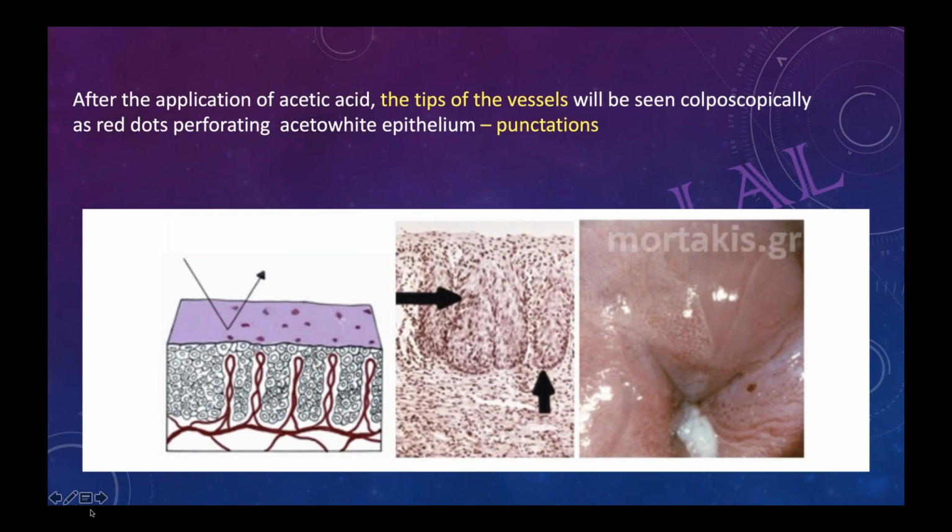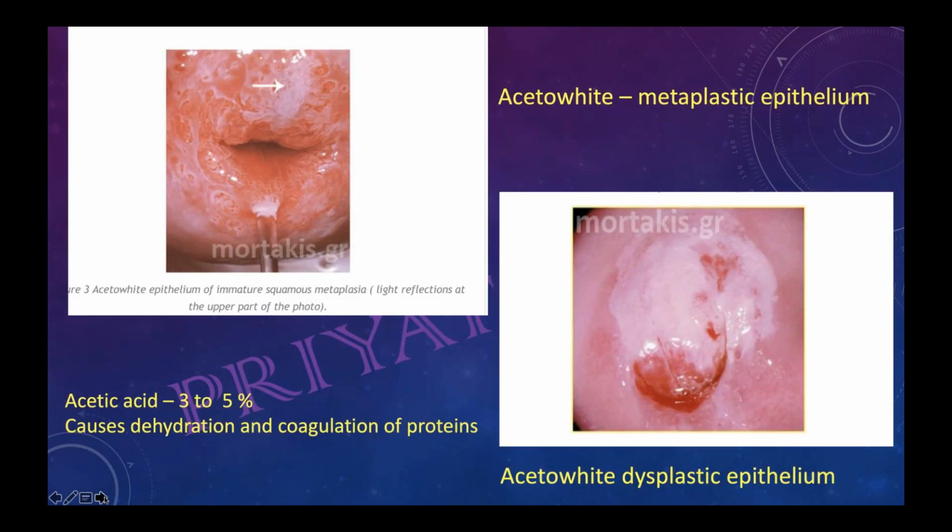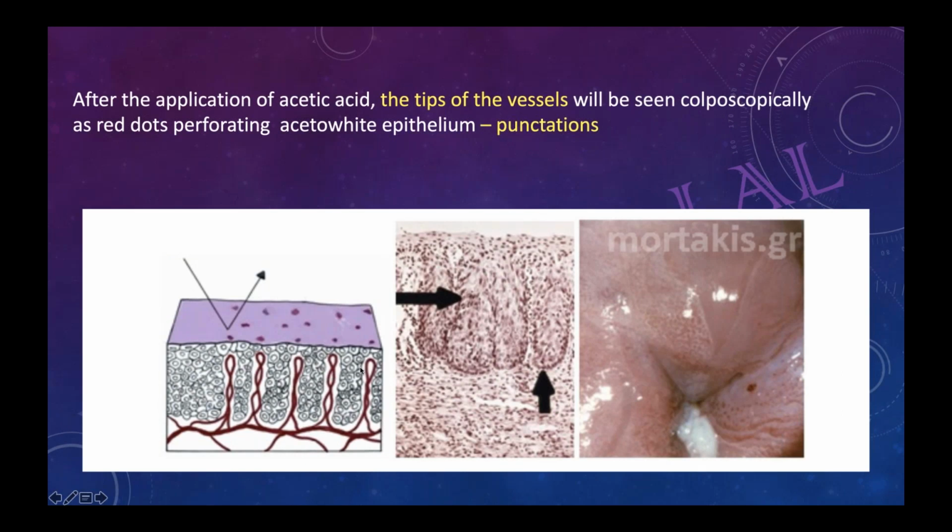Now, one is the acetowhite thing I have explained. Coming to a few more things that are important for you to know, a few terms are important. When we apply acetic acid, these are the tips of vessels, and this is the histological picture. The tips of the vessels appear as red dots, and in colposcopic terminology we call these punctations. You can see these are the capillaries and these are their dots. They appear as small dots, and they appear as punctation.